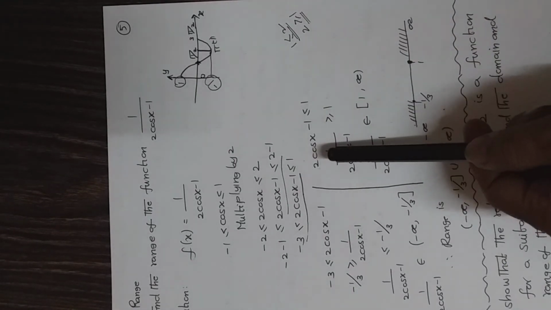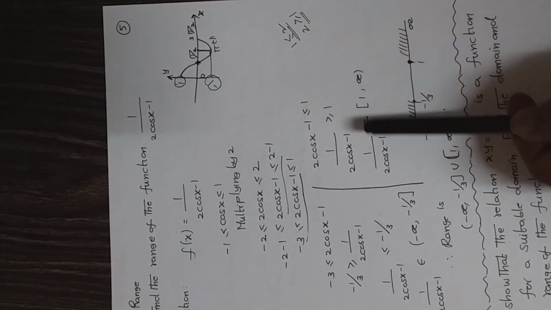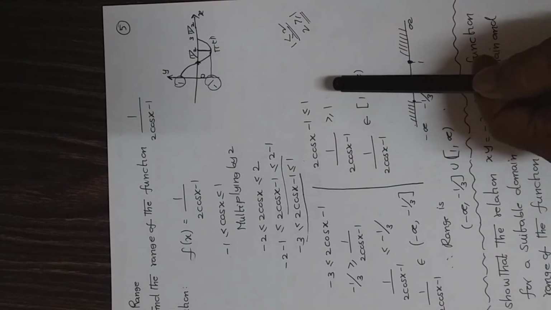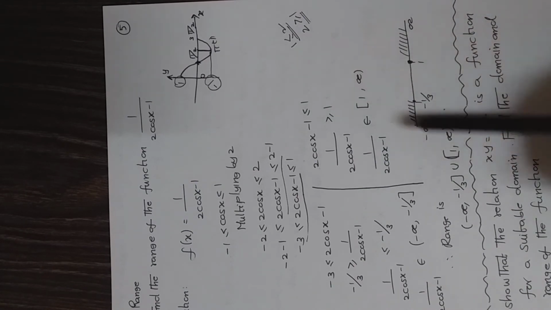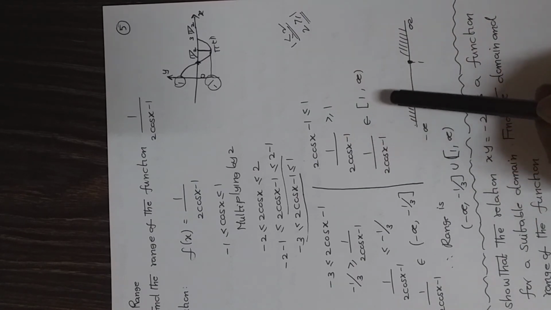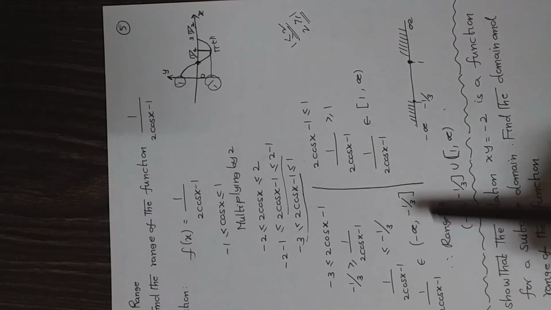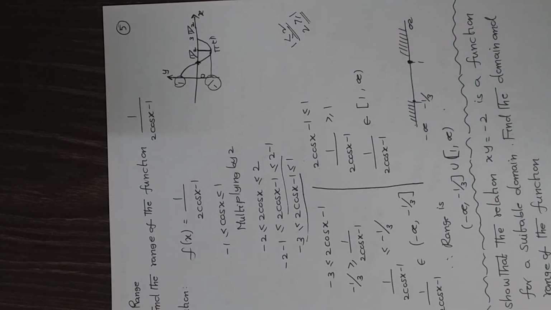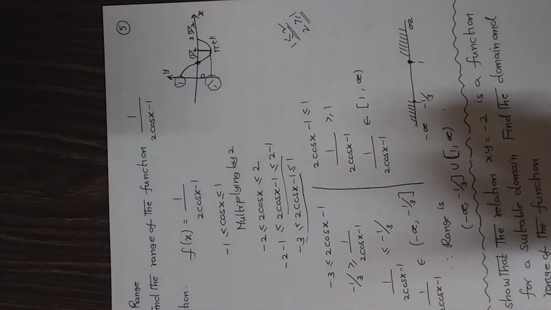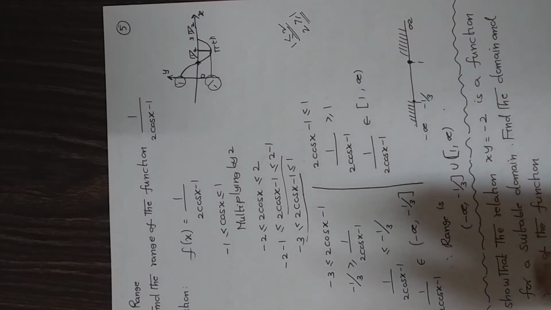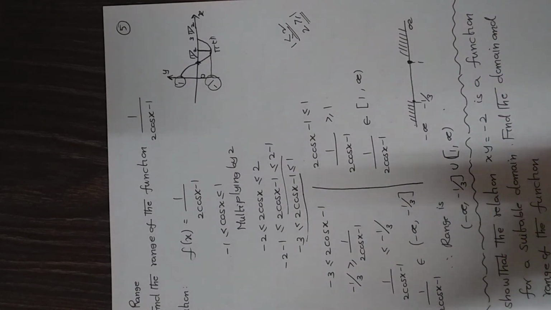What about this side? 2 cos x minus 1 less than or equal to 1. If you take the reciprocal, greater than or equal to 1, because 1 by 1 is also 1 only. So 1 by 2 cos x minus 1 belongs to the interval 1 to infinity. So what is the range? You should combine both. Okay students, this is a very important problem from the examination point of view. Later we are going to see the same model, range or domain, in an example also. At that time I will remind you again.